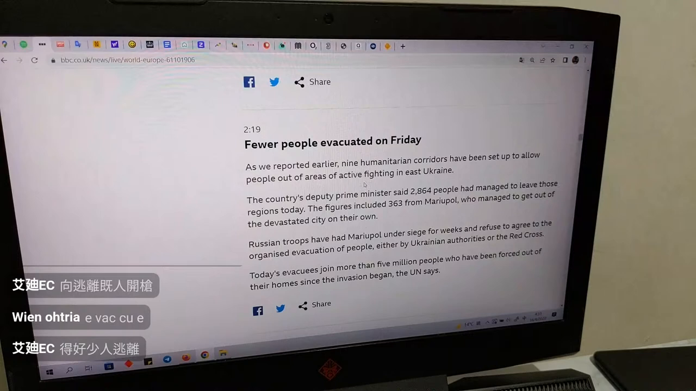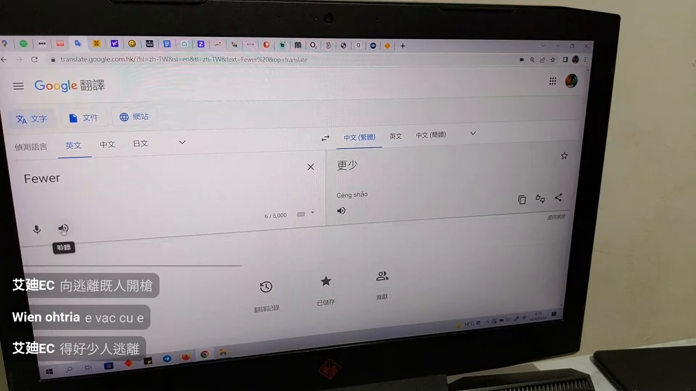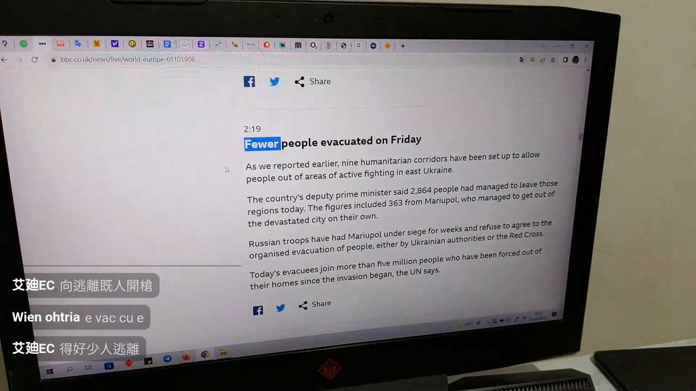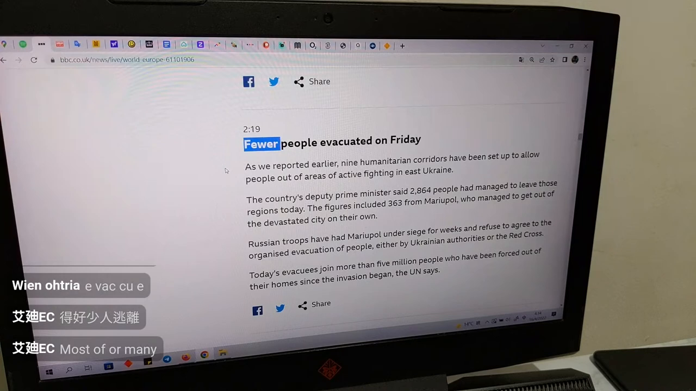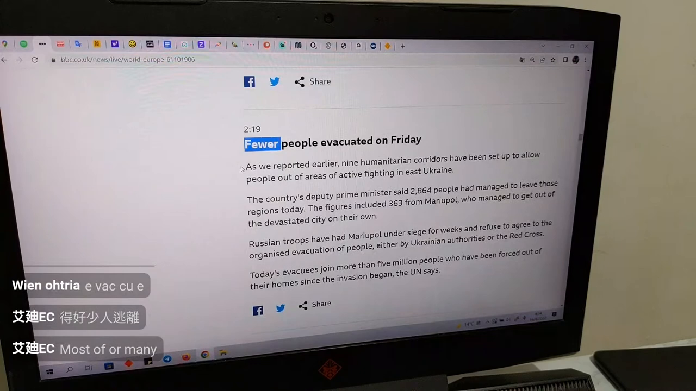Yeah, much people. And the opposite. Is that much people? Much people evacuated on Friday. Few. And the opposite is much. Is that right? Fewer people. So. Fewer people evacuate on Friday. Okay. 更少人嘅逃離. Most or many. Okay. Most people evacuate on Friday. Many people evacuate on Friday. Okay. Never mind. Most people. Many people. Okay. Yeah. Many. Fewer. Okay.